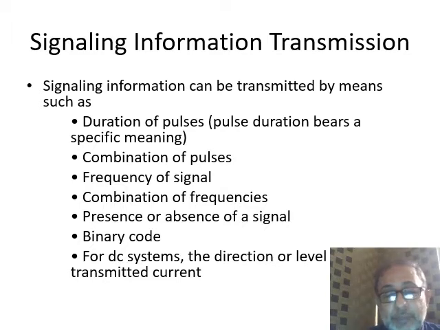Then we have a combination of frequencies. We can have a presence or absence of a signal, which would have a particular meaning to it. Similarly, we can send a particular binary code consisting of ones and zeros, which would mean a particular instruction or a status value. For the DC system, the direction or the level of the transmitted current also bears certain meanings.